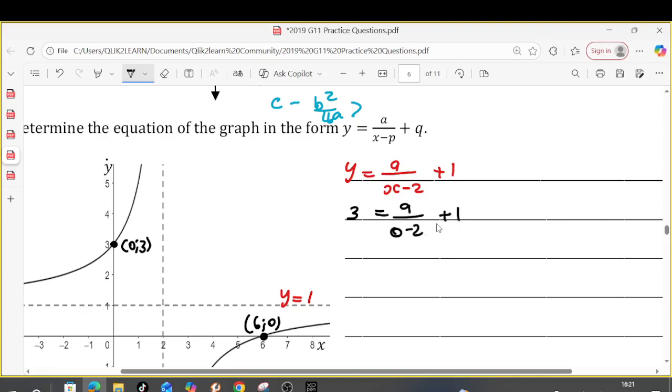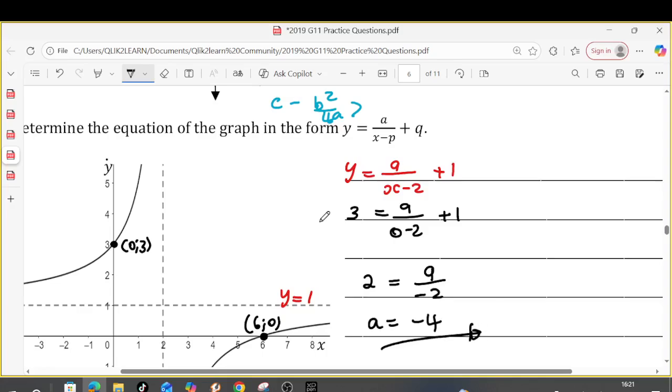Then add this one. The 1 will come to the other side to be 3 minus 1. I'm just going to save time and write that as 2. What do we have? This will be 2 equals a over negative 2. So now when we cross multiply, the value of a is just minus 4.